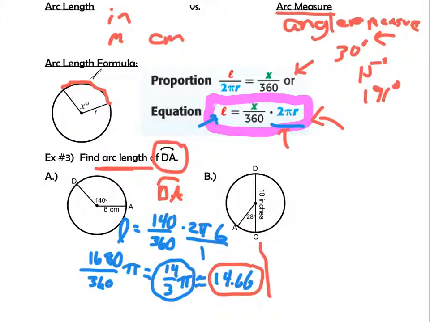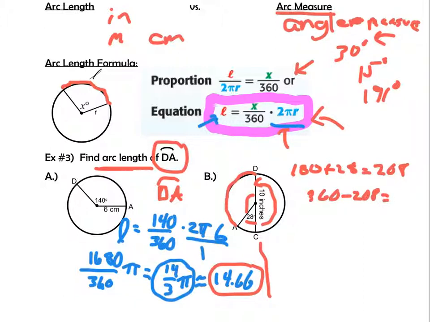So I'll do B really quickly. It's pretty much the same thing. First of all, we need to figure out DA. Oh, here's DA right there. So I need to figure out that degree measure here. I know that from here to here is going to be 180 degrees, and this is 28. So basically I do 180 plus 28 to get how much is not included, and that's going to be 208. And then I basically take 360, because that's a full circle, minus 208, and I get 152.